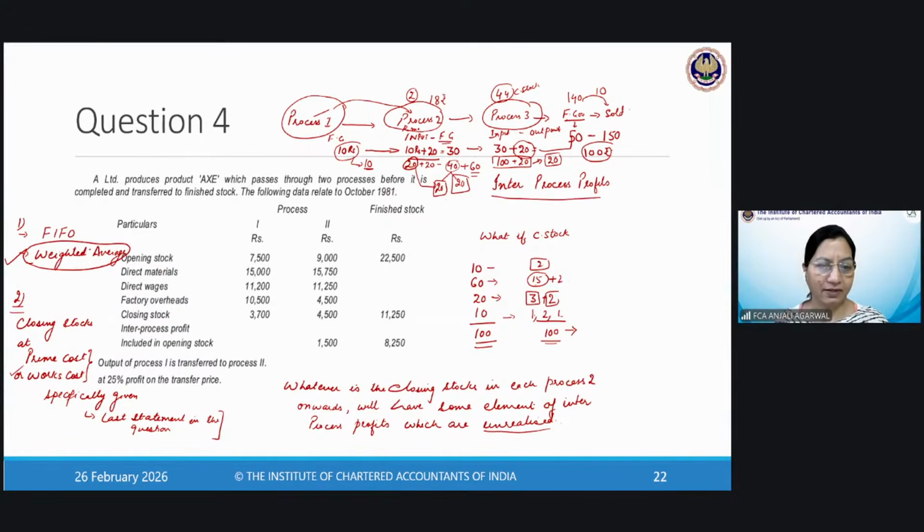Another caution I'm telling you here is that this particular line, that the stocks are valued at prime cost or at works cost, is generally the last line of the question. It can be in the beginning, but it can be the last line of the question. So please don't start the question until you figure out whether anything pertaining to closing stock valuation is mentioned in the question or not. What difference will it create?